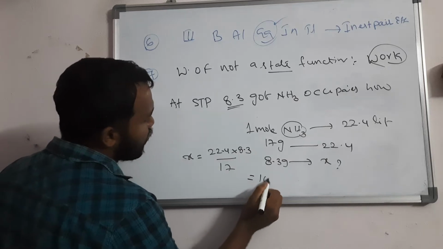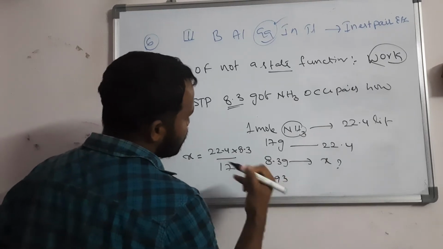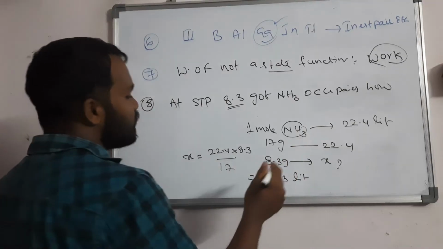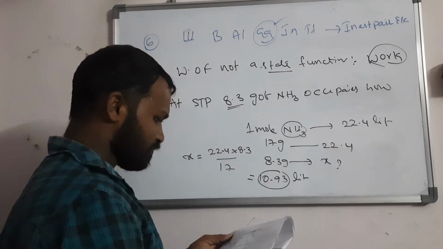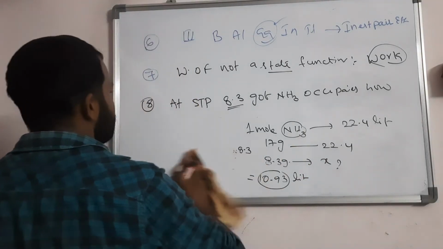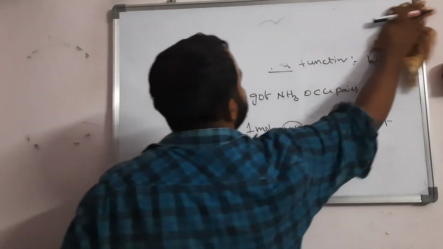If you solve it, you will get roughly 10.93 liters. So the answer is 10.93 liters, which is the option they given.